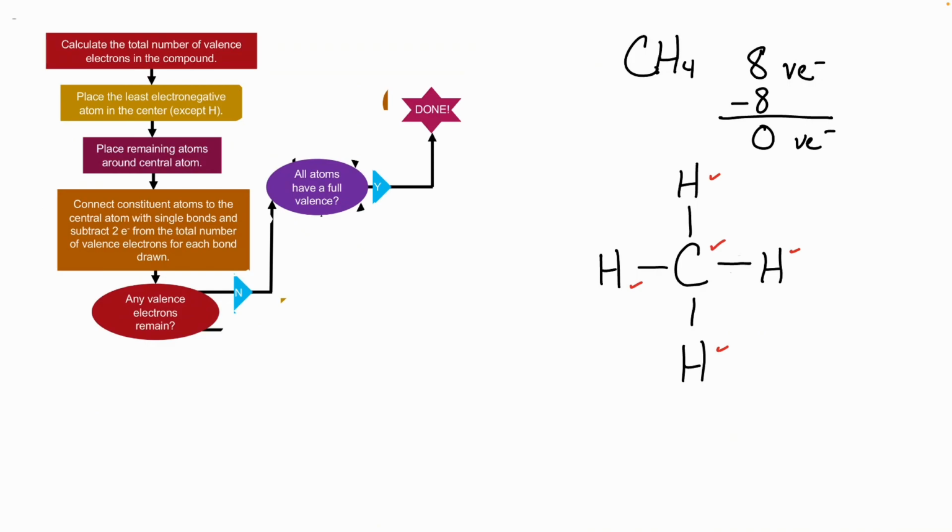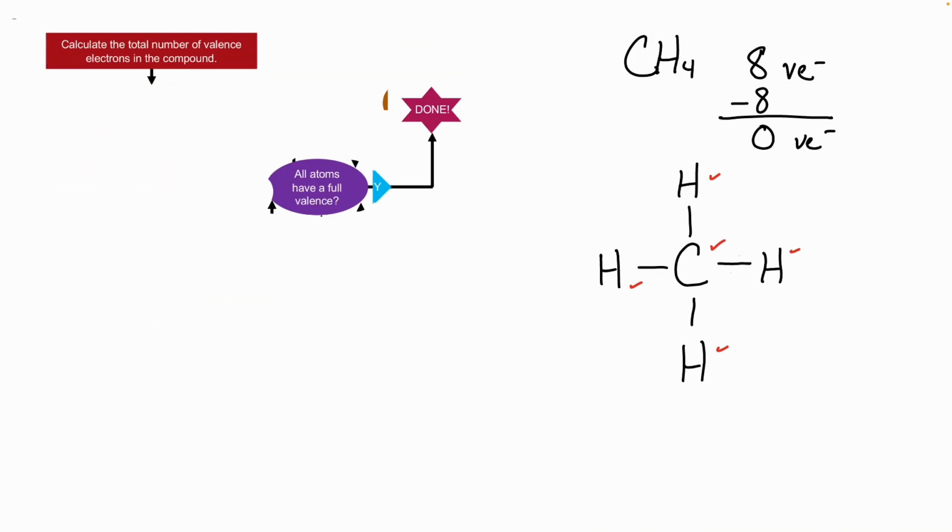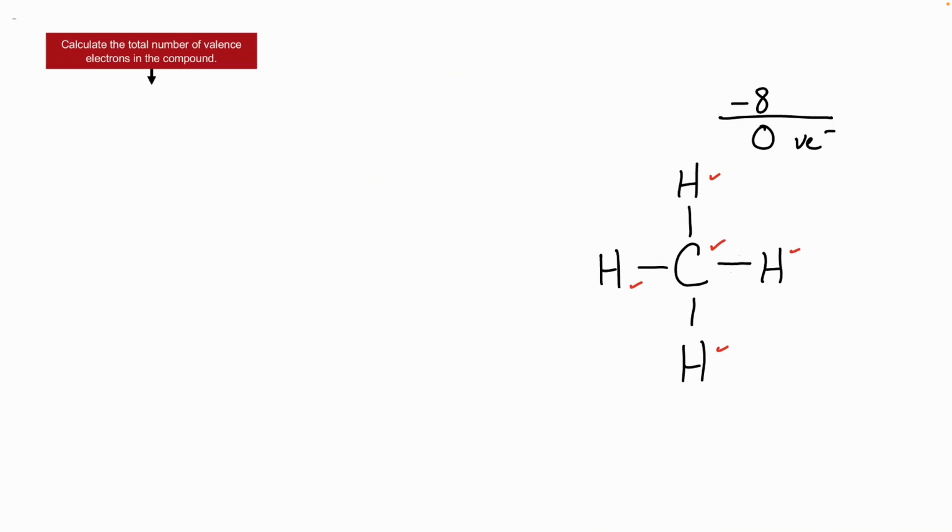Okay? All right, so now we're going to repeat the process here, but with a different example. We're going to do CF4. And again, that very first step is to total the number of valence electrons that we have in this compound. So everybody take a second and total up how many total valence electrons we have in this compound here.